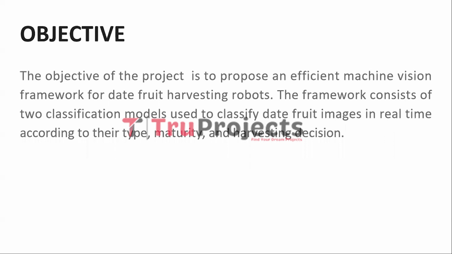The main objective of this project is to put forward a highly effective machine learning framework tailored for date fruit harvesting robots. This framework encompasses two classification models which are employed to classify date fruit images in real time based on their type, maturity level, and determine the appropriate harvesting decision.